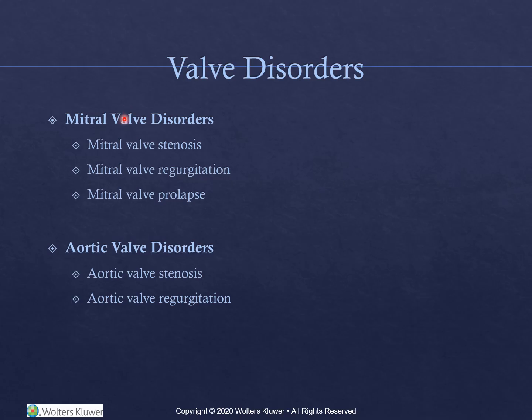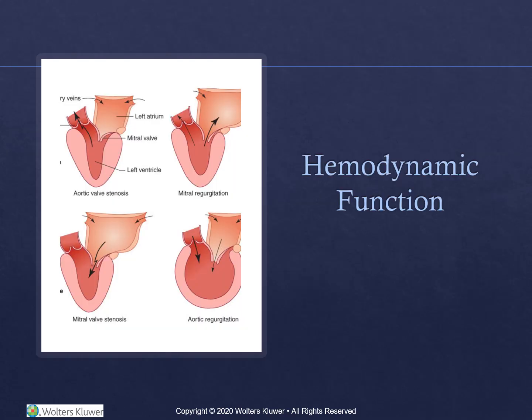So again, we're going to talk about mitral valve disorders. We're going to focus on stenosis and regurgitation, and we'll talk about aortic valve stenosis and regurgitation. So this valve shows some of the hemodynamic changes and functions that we see. A lot of what we're going to talk about with these disorders is really related to the pressure and hemodynamic changes they cause throughout the system.